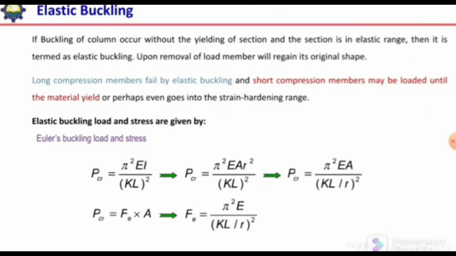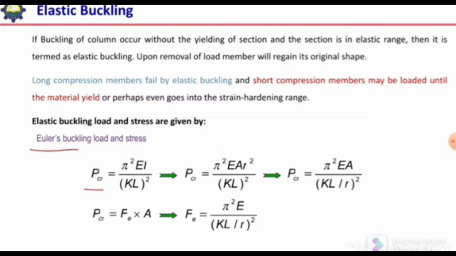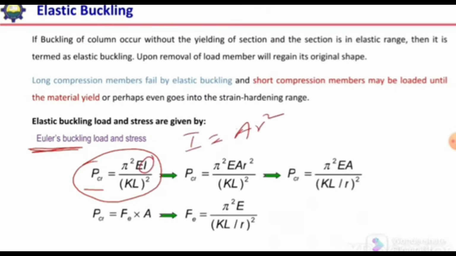So next is how we can calculate the elastic buckling load. We can calculate the elastic buckling load and elastic buckling stress by using Euler's buckling formula. The critical load is given by pi square EI over KL square. We can find the critical buckling load by using this formula, given by Euler. If we write this I in terms of A r square, we can write pi square E A r square over KL square. Rearranging so that we take this r square in the denominator, it becomes pi square EA over (KL over r) square.